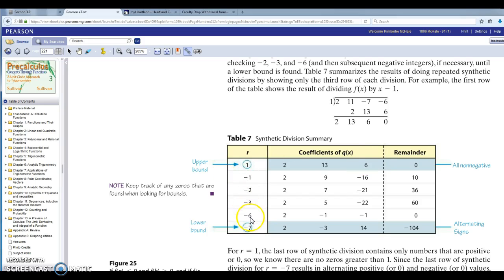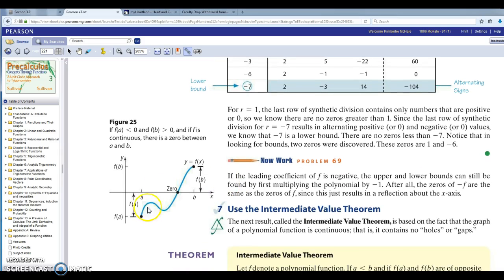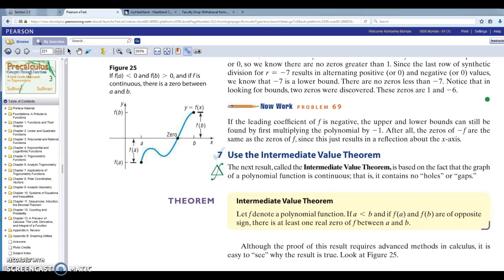Now I'm ready to go to the negative integers. So I'm going to try negative 1. I do synthetic division, I get this, negative 2, negative 3, negative 6. I finally do negative 7, and I do get alternating signs. So that is my lower bound. All that means is on my graph, I know that negative 7 is a lower bound and 1 is an upper bound of my 0. So I will fill out example 8 for you, and you can look at that.